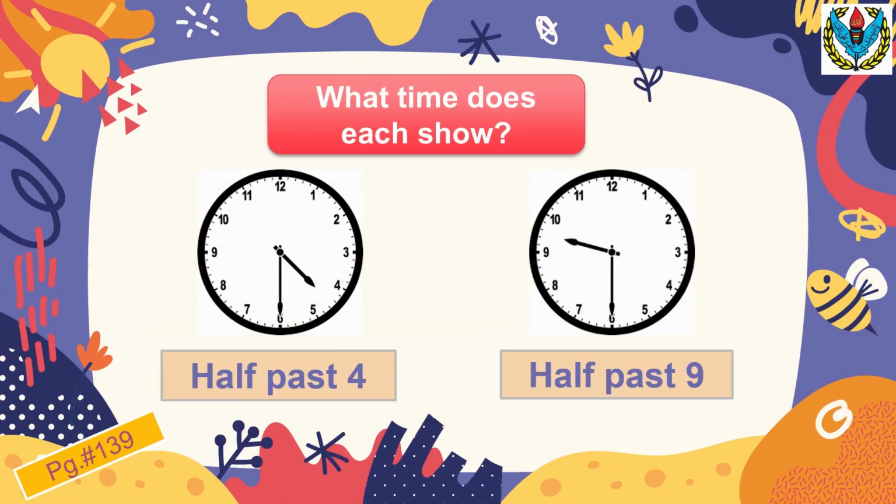What time does each clock show? Look at the clock. Where is the long hand? The long hand is on 6. And where is the short hand? The short hand is between 4 and 5. When the long hand is on 6 and the short hand is between two numbers, we say half past. At this time, the long hand is on 6 and the short hand is between 4 and 5. The time is half past 4.